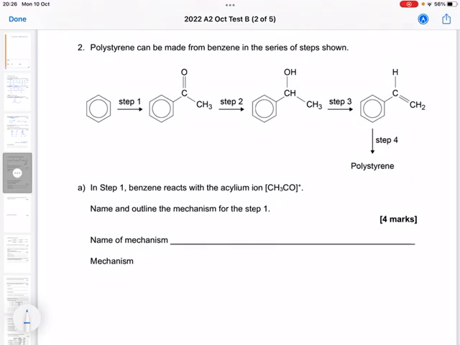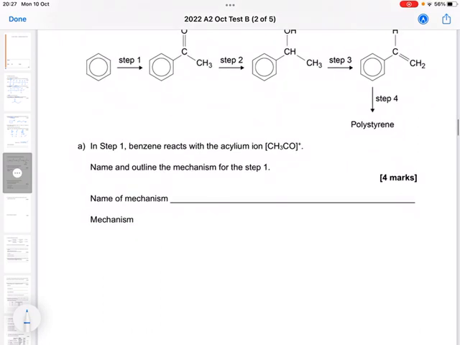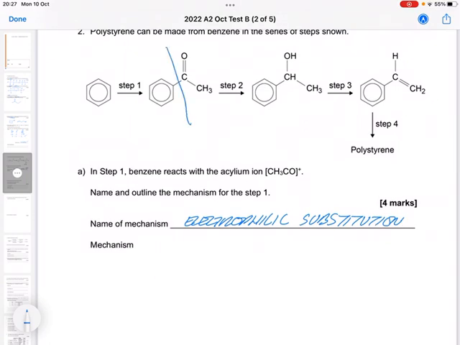Polystyrene can be made from benzene in the series of steps shown. In step 1, benzene reacts with the acylium ion CH3CO+. Name and outline the mechanism for step 1. So this is going to be electrophilic substitution. For 1 mark, and if I go here and cut it there, that's going to be my electrophile.